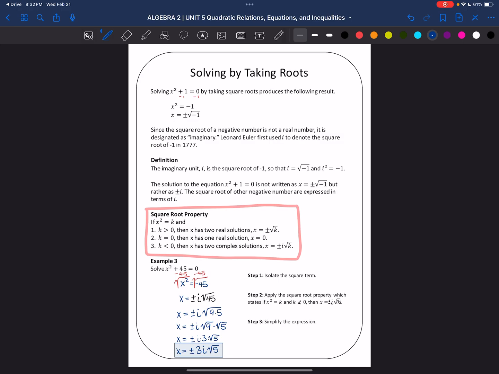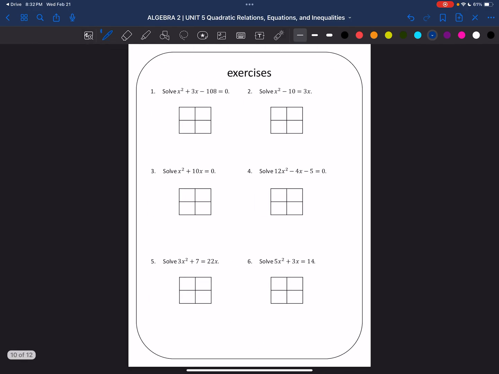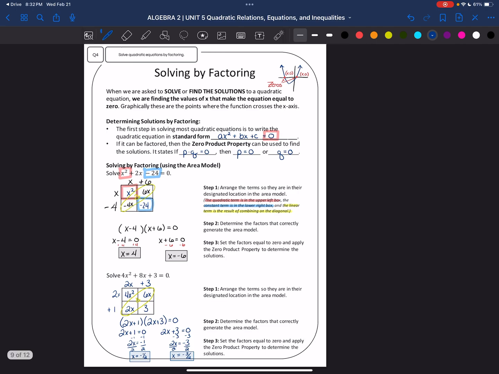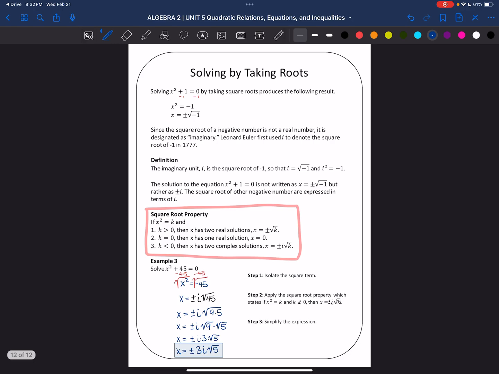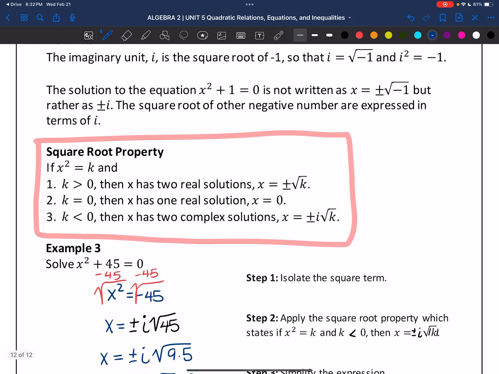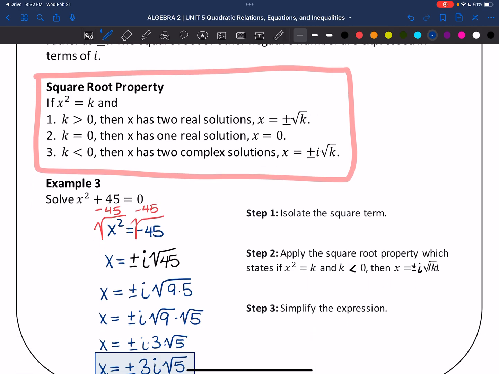So ladies and gentlemen, there you go. That is solving by taking square roots. We see that it is a really good approach when you cannot solve by factoring. And sometimes you're going to realize that your solutions might not be real. You might, in fact, have complex solutions. That's going to occur if your k is less than 0 when it's written in this form.